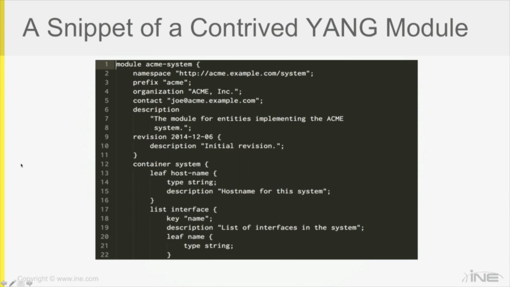Okay. We take a container which represents the system. We have a leaf host name, which is an attribute of a system. We have a type. We give it a description. Then we have a list. A list can have one or more instances, and we call that list the interface. Each interface will have a name, a description, and then another attribute. It'll have a type. So as we can see, it's pretty readable. You can sort of understand what's going on with the netconf content this Yang will be translated to. And this is contrived. This is very, very simple because a lot of these get complex. But it's readable.